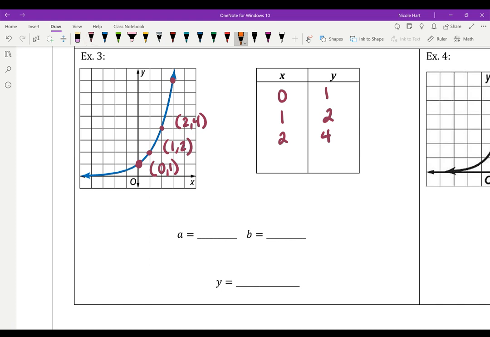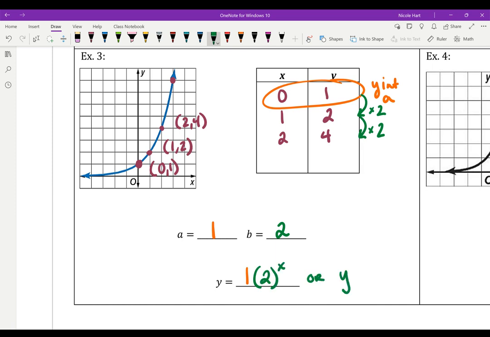So my y-intercept, my a, is at 1. And then looking at the values for b, 1 times what is equal to 2, 2 times what is equal to 4? Well, that would be 2 each time. So b is going to be 2. So my equation is going to say y equals 1, parentheses 2, exponent of x, or again, that 1 doesn't do anything, so we could say y equals 2 exponent of x. So this is very similar to the previous example. Instead of it being 1/2, it's just 2.